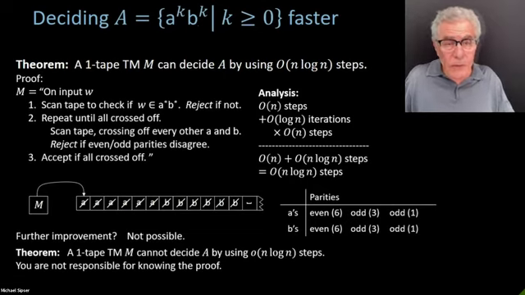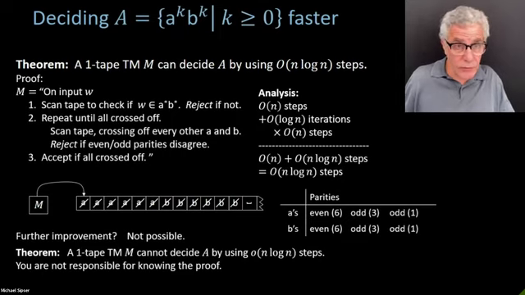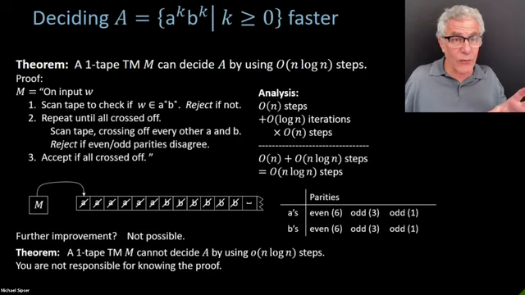Okay, so getting questions about what happens with multiple tapes. We'll talk about that in a second. Yes, we could do it in order n steps on a regular computer, sure. But, right, for this slide anyway, we're looking at one-tape Turing machines.